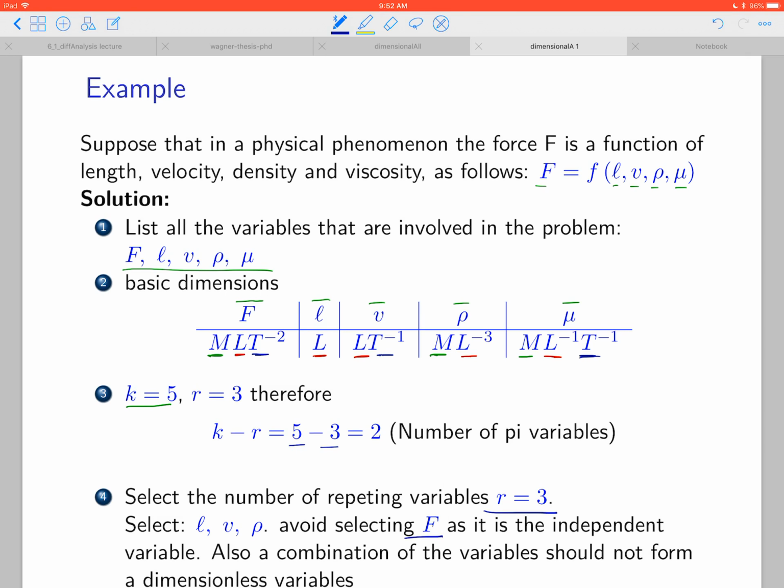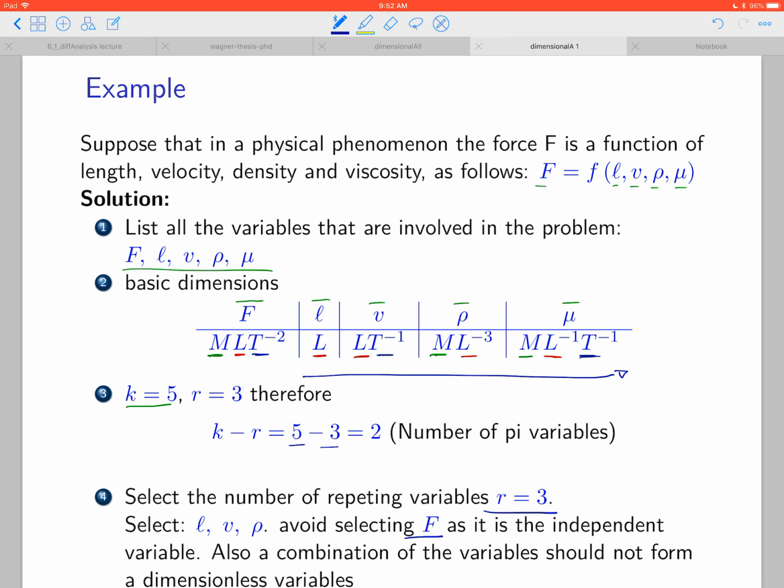So we are left with these ones. So from this one, what do we choose? The idea is that they do not form a dimensionless variable. If we combine them, we will need an additional variable to form the dimensionless variable. It's like trying to choose the most dissimilar variables.